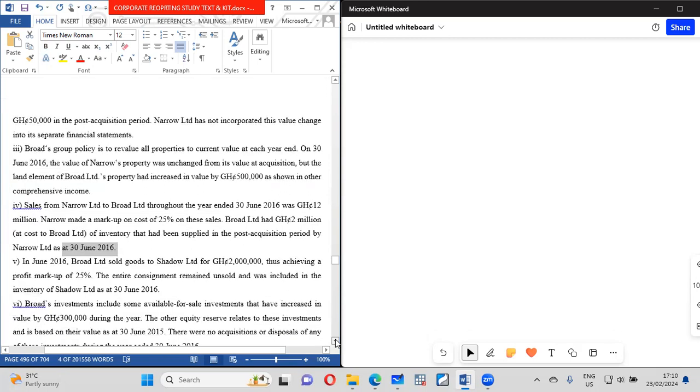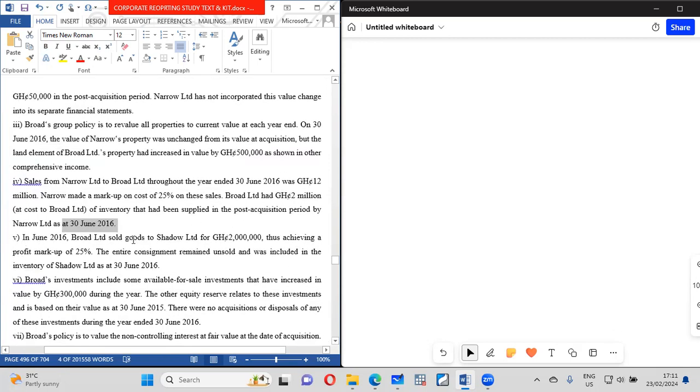Now, point 5: in June, Broad sold goods to Shadow. So this one too, Broad is the parent to Shadow, the associate, of 2 million, achieving a markup of 25%. And this one too, if he sold, then what is it supposed to be? It's supposed to be a margin, right? If you sell, then it means that you are going to get a profit. So take note of that.